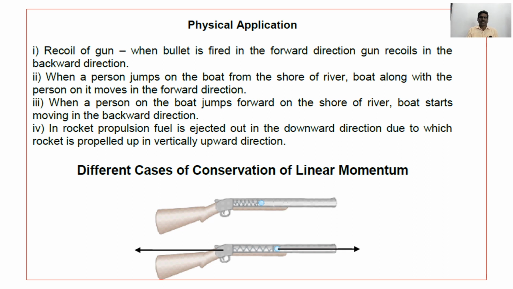Physical application. Recoil of gun. When a bullet is fired in the forward direction, the gun recoils in the backward direction. When a person jumps onto the boat from the shore of the river, the boat along with the person on it moves in the forward direction. When a person on the boat jumps forward onto the shore of the river, then the boat starts moving in the backward direction. In rocket propulsion, fuel is ejected out in the forward downward direction, due to which the rocket is propelled up in the vertically upward direction. These are the different applications of the law of conservation of linear momentum.